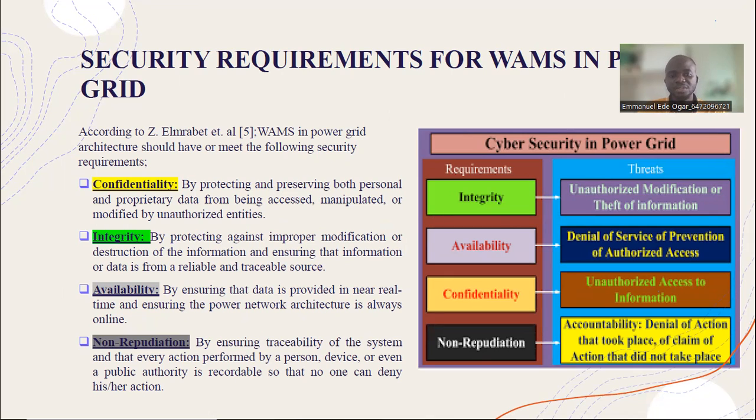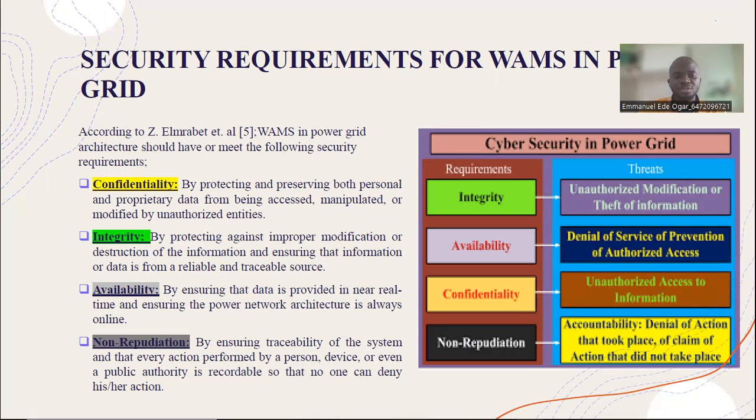Number one is confidentiality. This implies that the smart grid or power grid should have a certain level of confidentiality by protecting and preserving both personal and proprietary data from being accessed, manipulated, or modified by unauthorized entities. Number two is integrity. It is necessary for the smart grid to be protected against improper modification or destruction of information, ensuring that information or data is from a reliable and traceable source. It's also necessary for the smart grid to be available, by ensuring that data is provided in near real time and ensuring the power network architecture is always online.